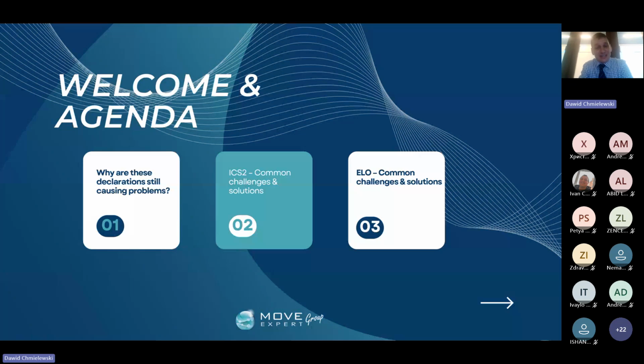The first will be ICS2. ICS2 is a new iteration of our Import Control System that has been with us for over a decade. The reason why ICS2 is seen as something brand new is because before, it was the responsibility of customs agents. Now it has been shifted to transport companies. Transport companies will have to complete ICS2 declarations, and they will have very little time to do that. The issues of ICS2 will be discussed, and I hope the solutions will be viable enough to use.